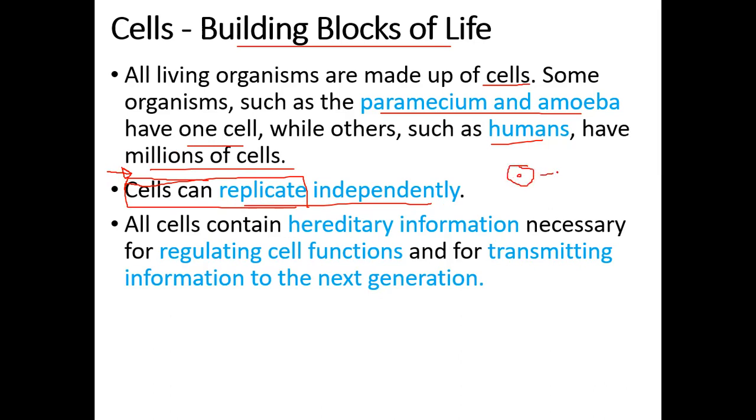One cell, so I'll draw a cell like this, the cell would grow to a particular size and divide into two daughter cells. So this is called the parent cell. These are daughter cells. Okay, so that is called cell replication. These cells contain hereditary information. So what is hereditary information?